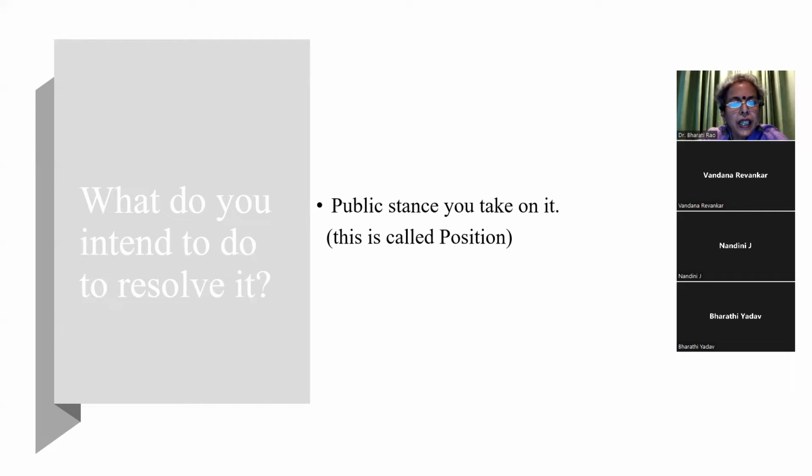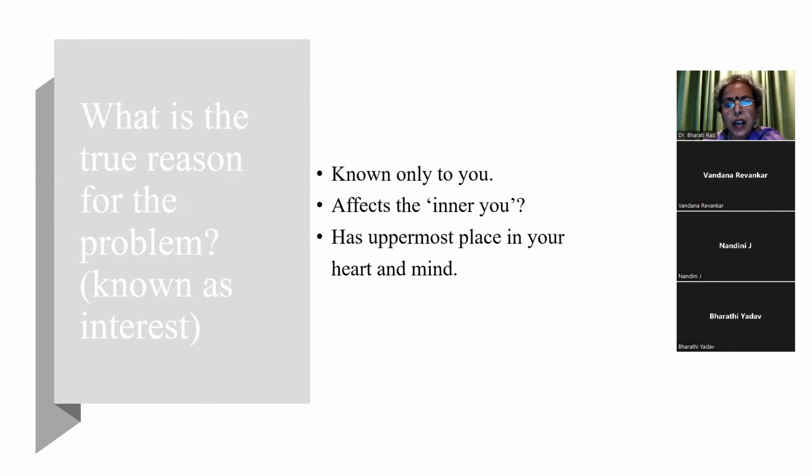And what do you intend to do to resolve it? Now, the public stance that you take on it, you say, okay, both of you have to settle the issue, and then you take the issue first to the class monitor, then to the class teacher, and then to the principal. Now, what is the true reason for the problem, the interest, known only to you here?